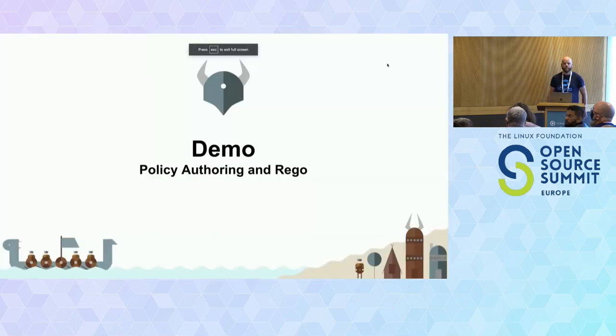I have one. Maybe a stupid question, but should the input always be in JSON format, or can it take any other file? Yeah. So the question was, should the input always be in JSON format? And yes, OPA supports JSON and YAML by default. So if you have any other format, you're advised to convert to that before submitting it to OPA.